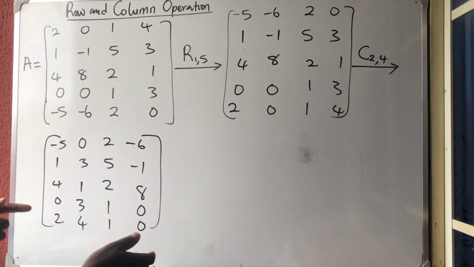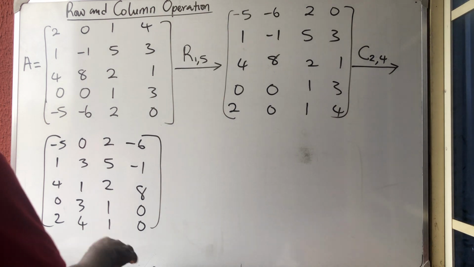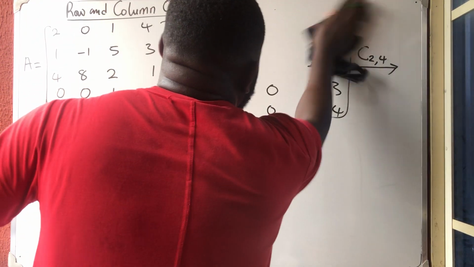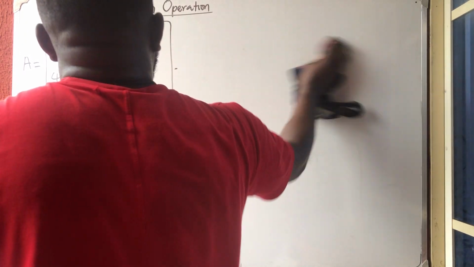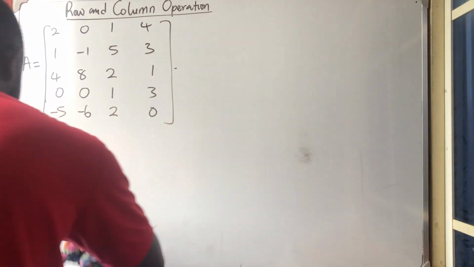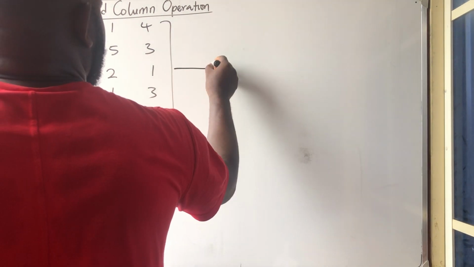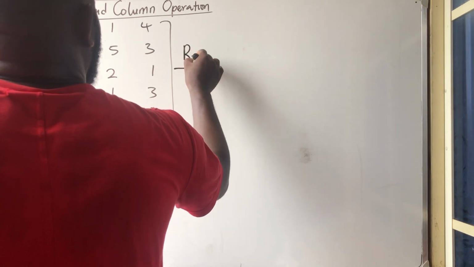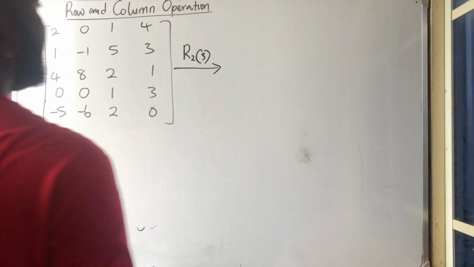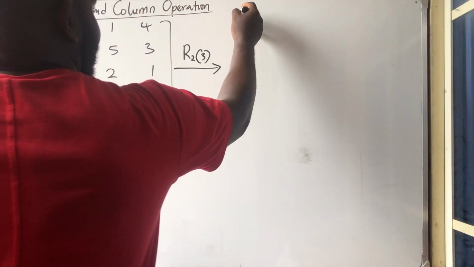That is by swapping. The next one is simply by multiplying a particular row or column by a non-zero scalar. So the next one is like this. If you have something like row 2, then open bracket and put maybe 3, it means multiply row 2 by 3. Multiply row 2 by 3.